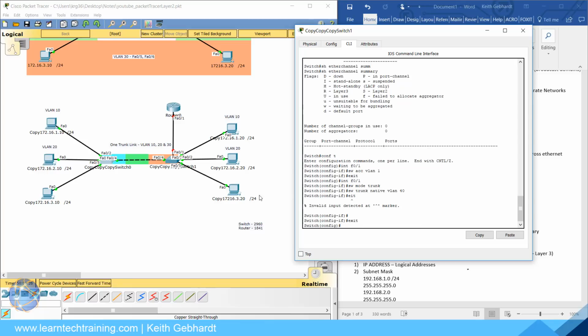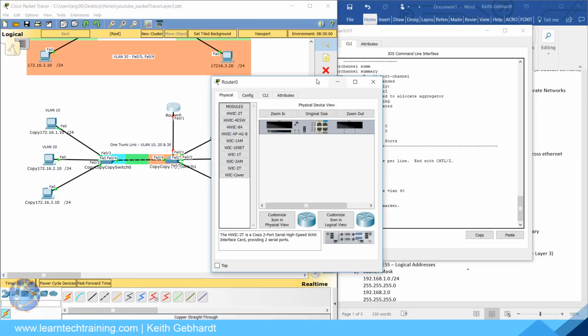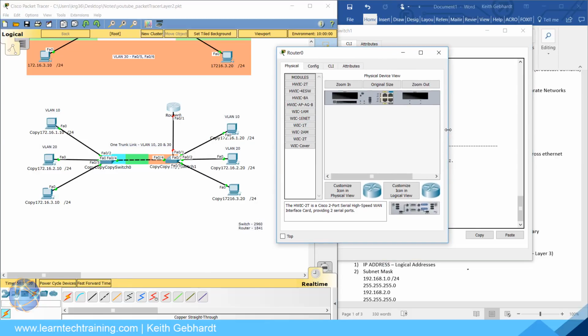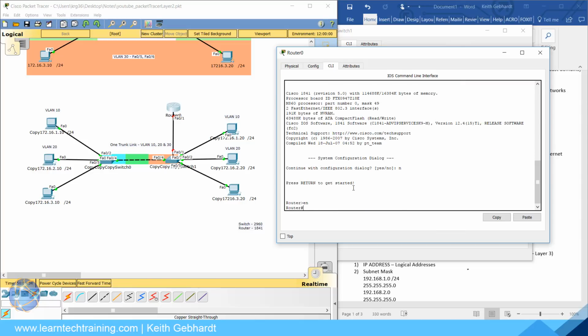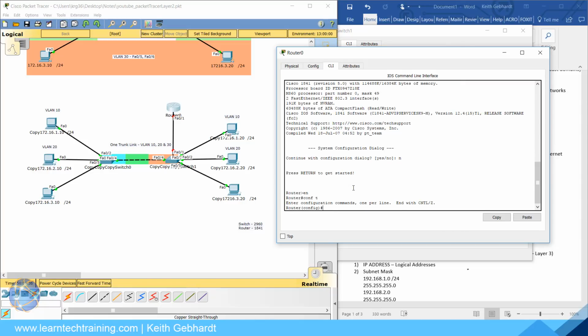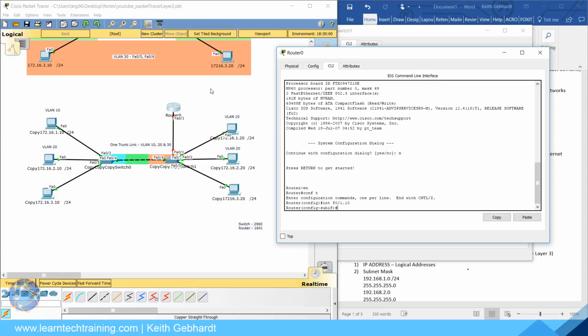But notice it's still red. That's because the interface on the router is not configured. So going over to the router, let's go into the CLI. We're going to say no here. Enable, configure terminal. And now all we've got to do is say interface F0/1. But we're not going to just go to F0/1. We're going to do the 1.10 subinterface. And you know that by it saying config-subif right here.